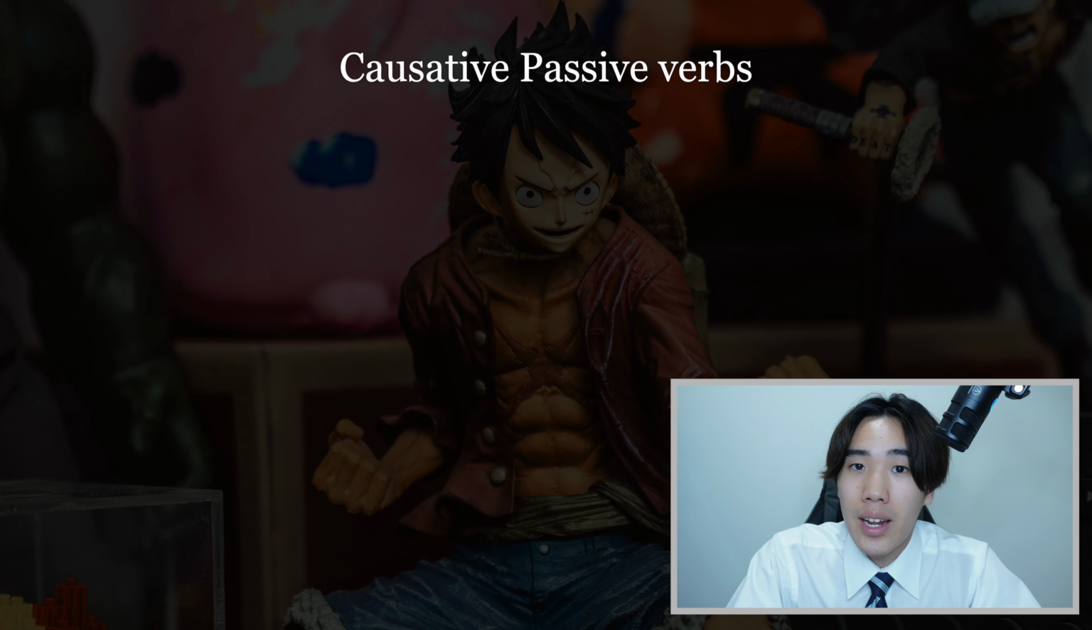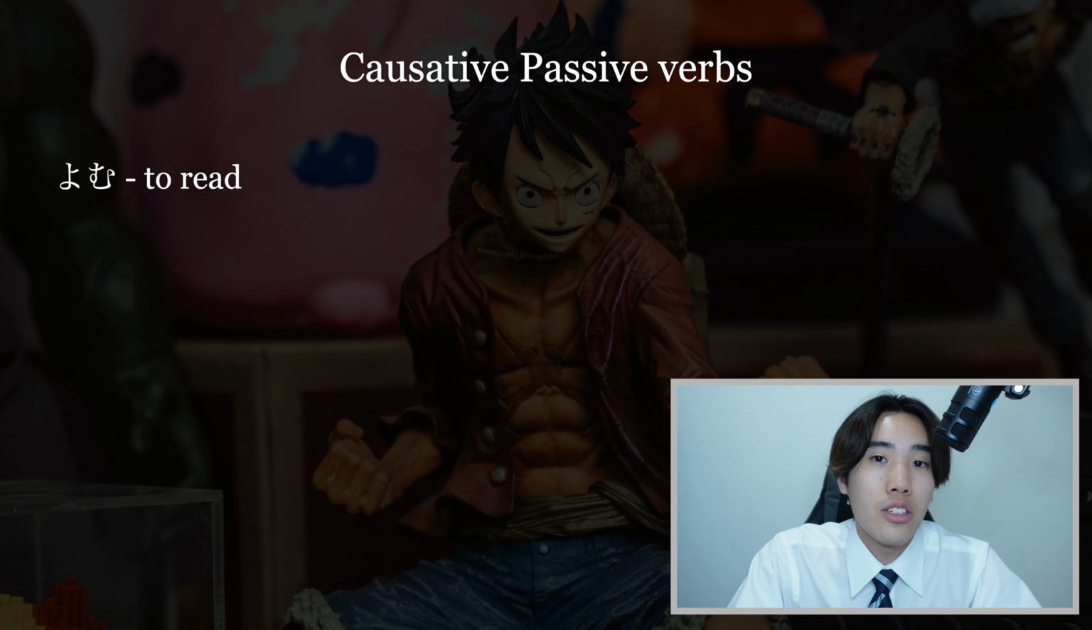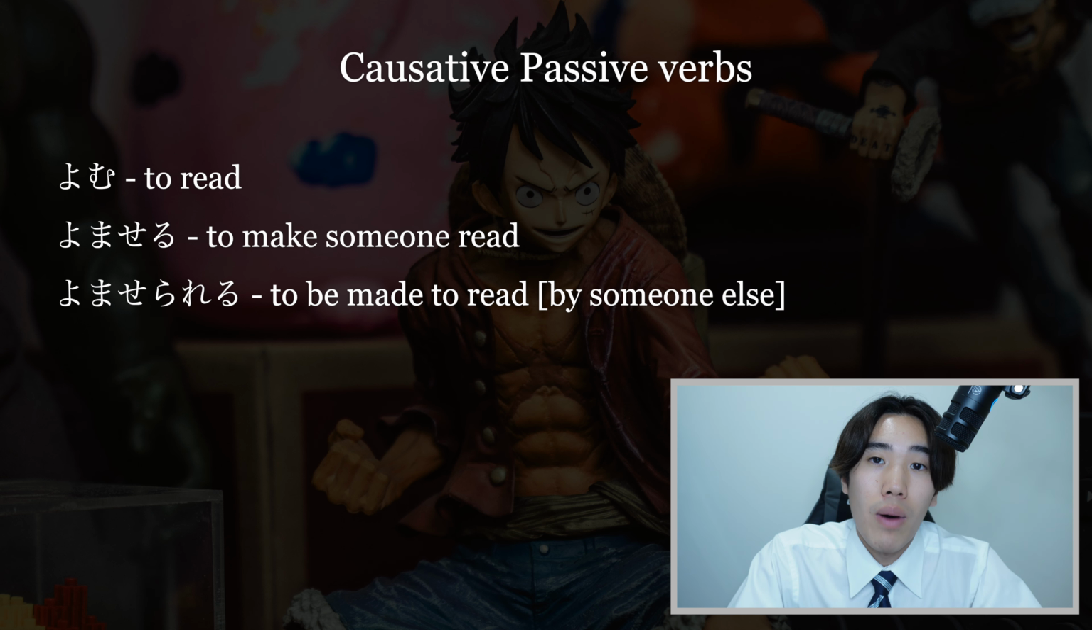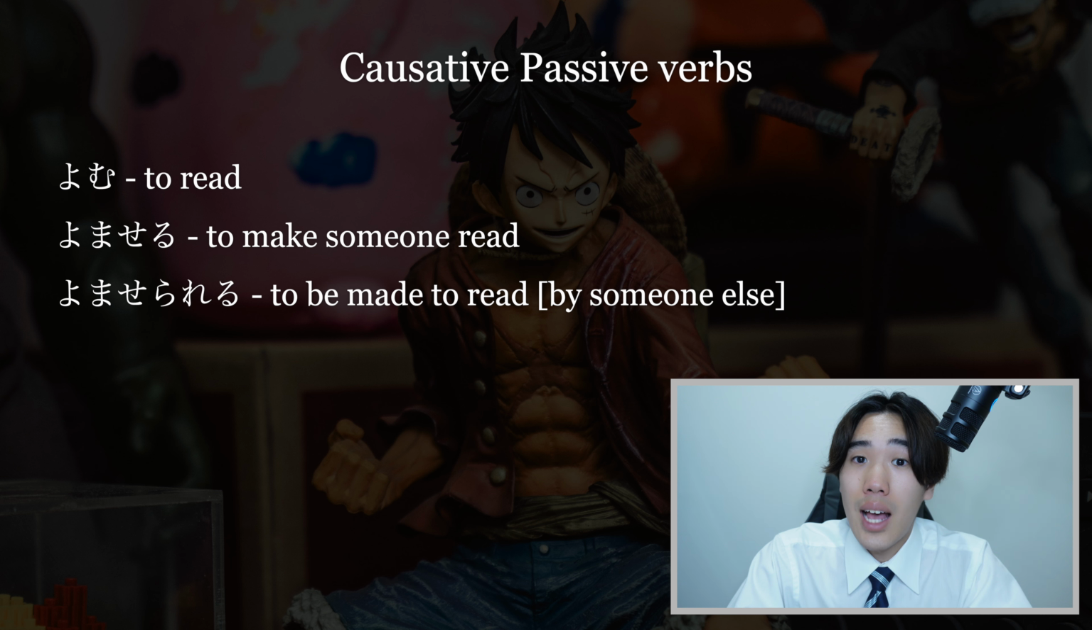So let's take a look at an example. We have the godan verb yomu. Yomu means to read. We first conjugate it to the causative form, which is yomaseru, and then we conjugate yomaseru using the passive conjugation steps. We remove the last ru and treat it like a ru verb, and then add rareru, so it turns into yomaserareru.